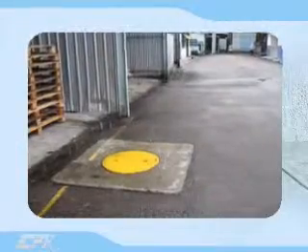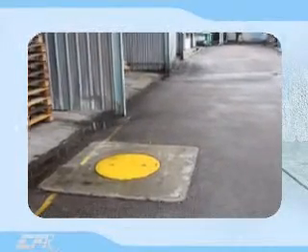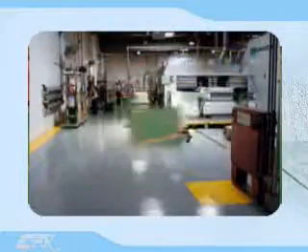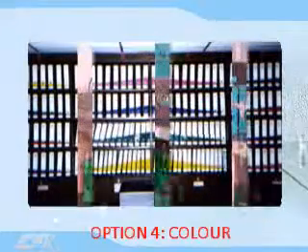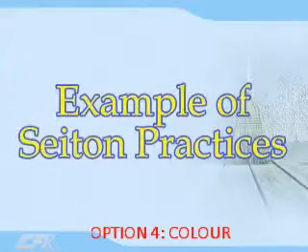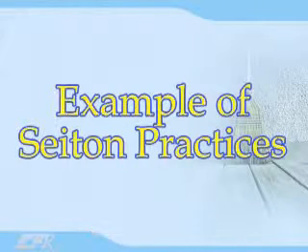Color also can be used to make the item obvious. Different types of color will make the area more interesting. Color should be used to place lines and also other working areas. Here are the examples of step-by-step implementing Seiton for tools, jigs or mold.